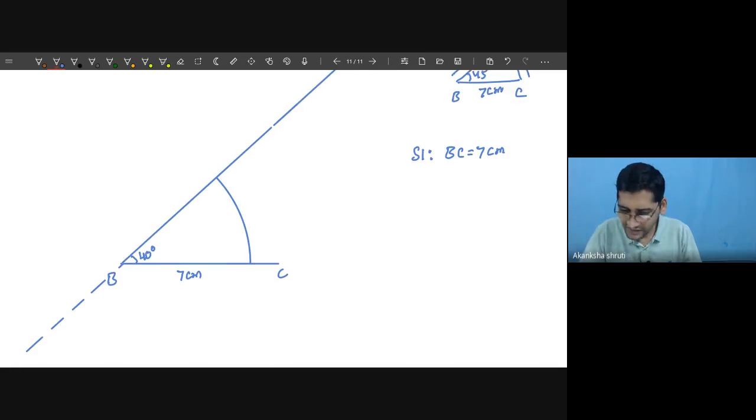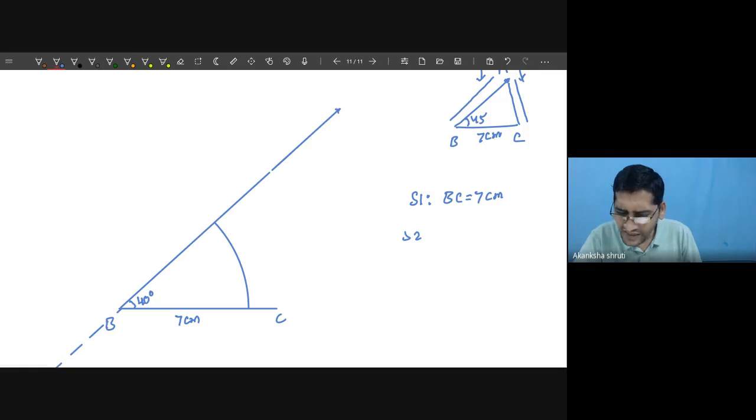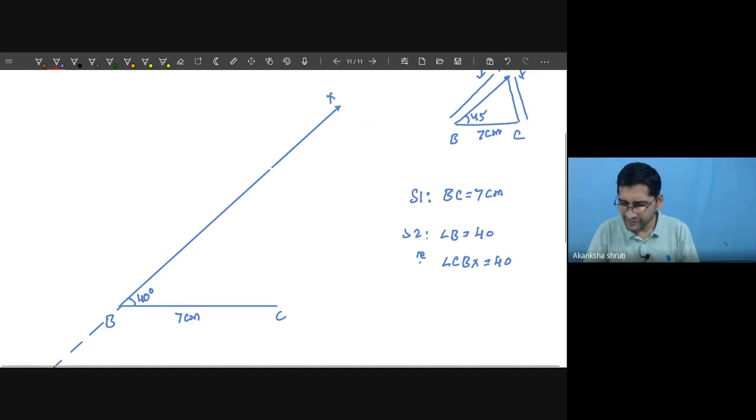Then step number 2. Draw BX. Put angle B equals 40 degrees. So this angle B we have drawn as 40 degrees, that is, angle CBX we have taken as 40 degrees, with X as the ray from B.